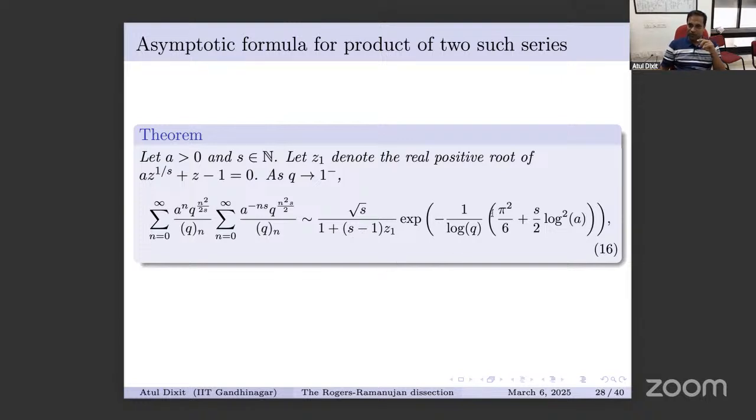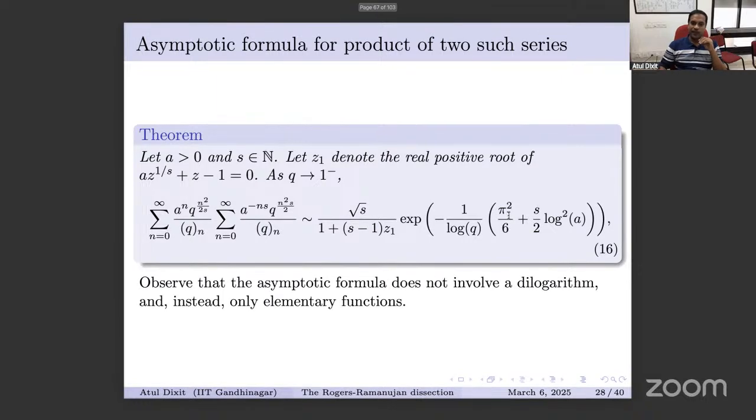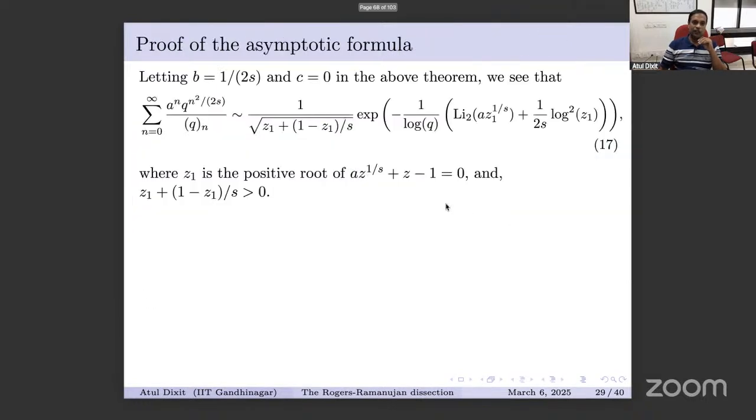First of all, we should observe that there is no dilogarithm in here. It's only elementary functions. So why did this happen? If we employ the result of Ramanujan, there was Bn squared plus Cn, right? Put C equal to 0, put B as 1 by 2s. One gets this, which involves this dilogarithm. And z1 is the positive root of this. I say the positive root because there is a unique positive root given the conditions a greater than 0, b greater than 0, and so on.